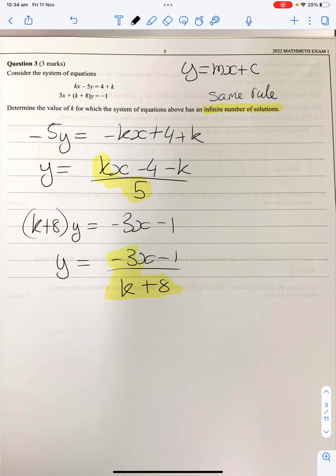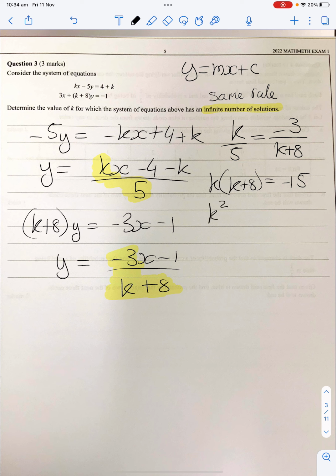So we're left with k over 5 equals negative 3 over k plus 8. Now I have a quadratic. So k bracket k plus 8 equals negative 15. k squared plus 8k plus 15 equals 0. k plus 3, k plus 5 equals 0. So k equals negative 3, k equals negative 5.